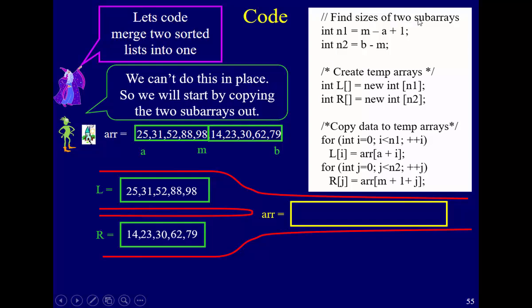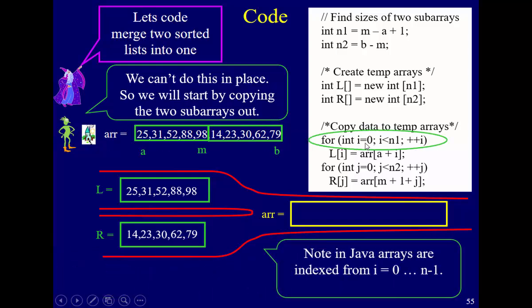We find the sizes of the two subarrays. Here we just do some math to say how many characters are in the subarrays. And we allocate space for the subarrays, and then we copy the data out. Note that Java arrays are indexed from 0 to n-1. So this here is going for i equals 0.